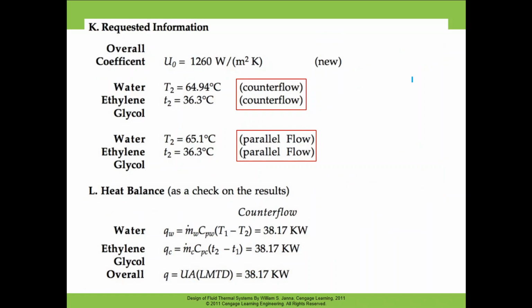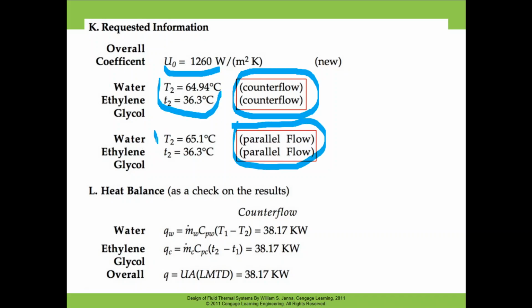If we summarize the information that we got, the overall heat transfer coefficient we got is this, and if we consider the counterflow, then the outlet temperatures are these, and if we consider the parallel flow, then the outlet temperatures are these. This clearly shows that the warmer fluid temperature for the parallel case is more. That means the warmer fluid is losing less heat in the parallel case, and the cold fluid temperature is almost the same, so there is not much difference.